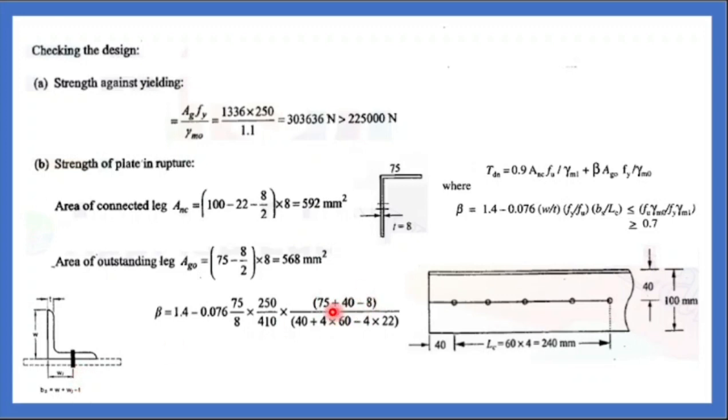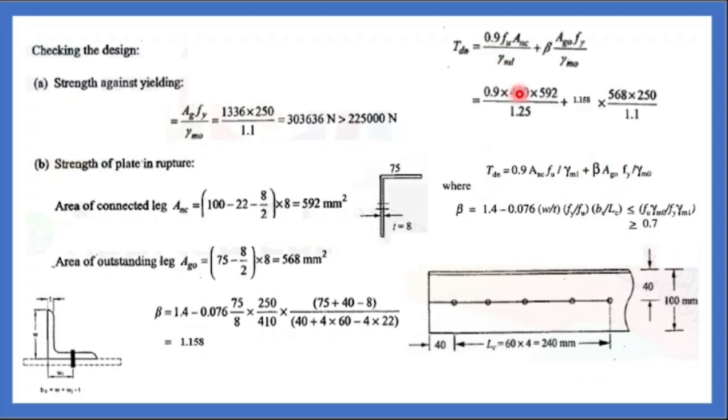So instead of W, substitute this, and divide by the length of connection. What do you mean by Lc? It is the total length, up to where they have connected, from here to this point. 40, this is 40 plus 4 numbers of 60: 60, 60, 60 and 60. This is the total length, subtracting the number of holes. How many holes are here? 1, 2, 3, 4. So 4 holes are here. Beta is 1.158.